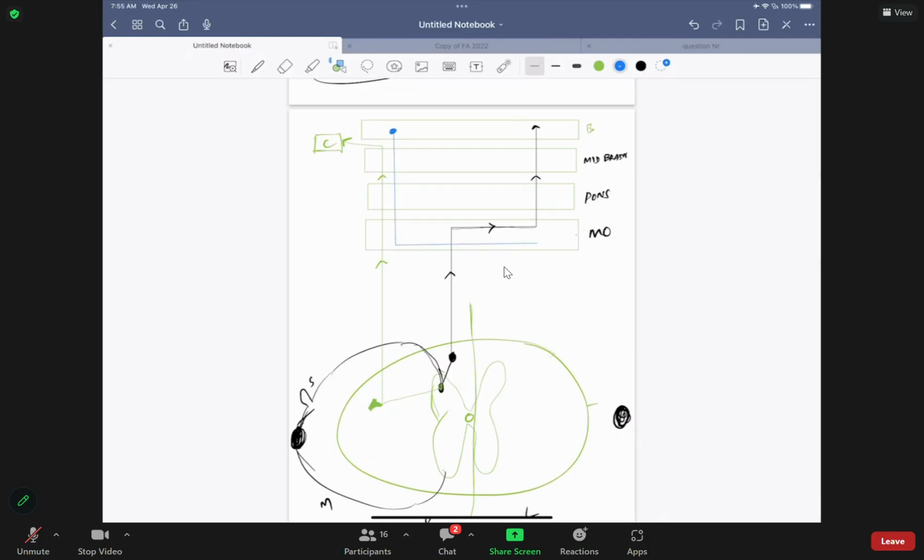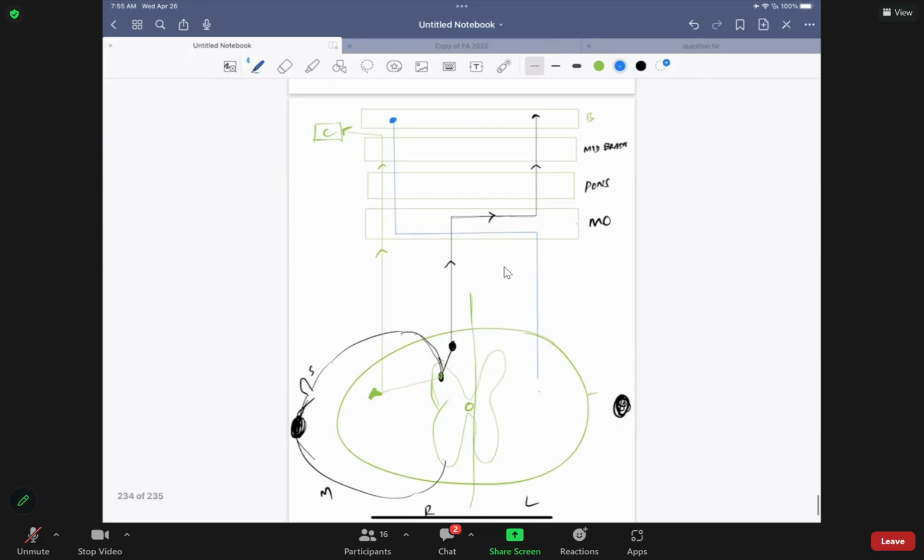And once it crosses, it goes to its location. Its location is right there somewhere, next to the spinocerebellar tract, right? So that tract is going this way. So the tract that comes from the right side of the brain controls the motor function of the left side of the body. Is everybody clear, folks?